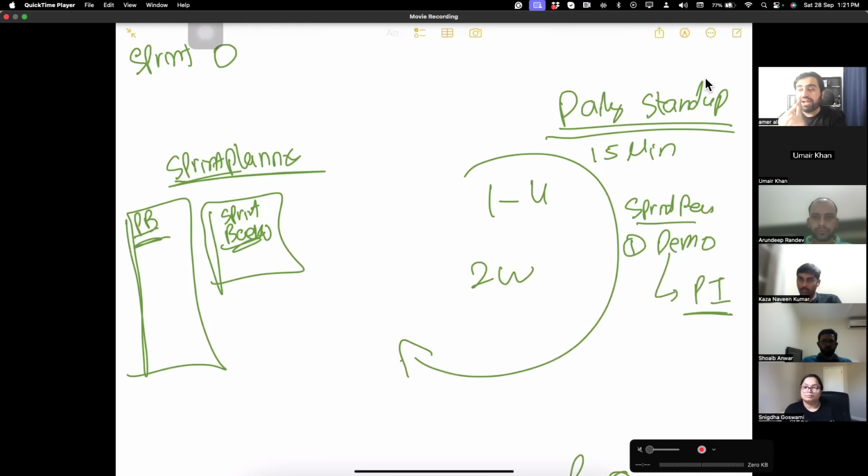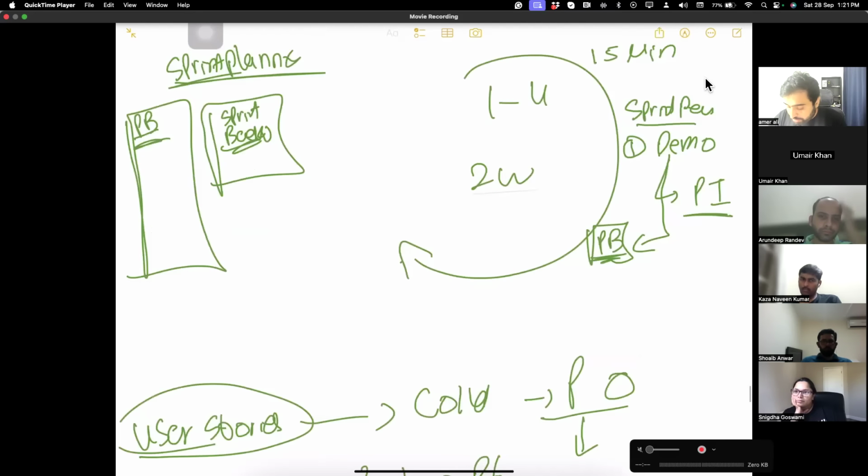If the client rejects it, if it is not completed, or if the client gives new user stories, all go into the product backlog. For every sprint, there is a new sprint backlog. After the demo session, as a part of sprint review, we have the grooming session. Grooming means reprioritization of the product backlog. The Scrum Master, development team, and product owner are all there with the client, and we reprioritize the product backlog and get an updated product backlog for the next sprint.